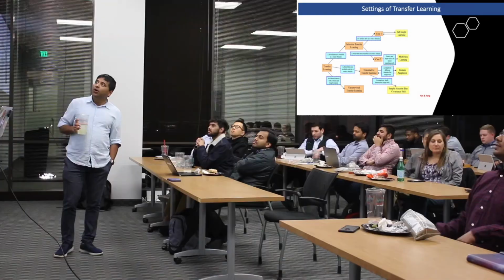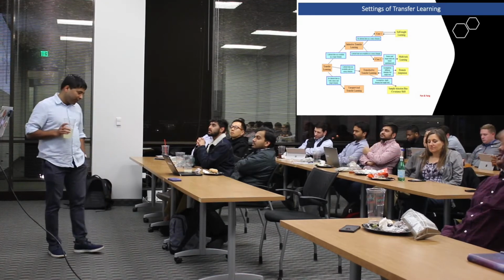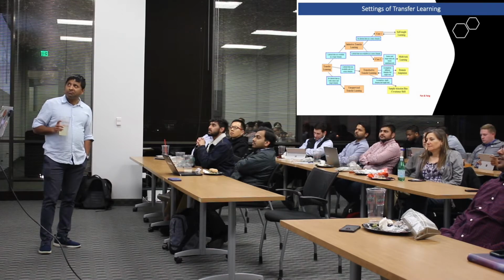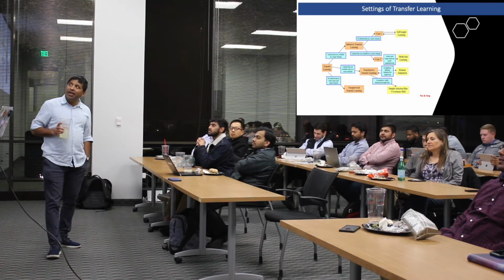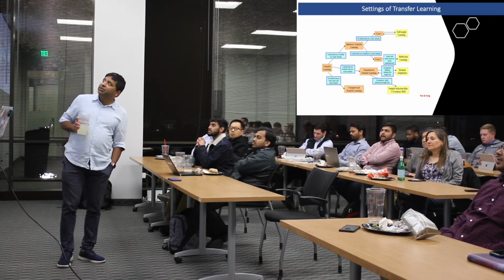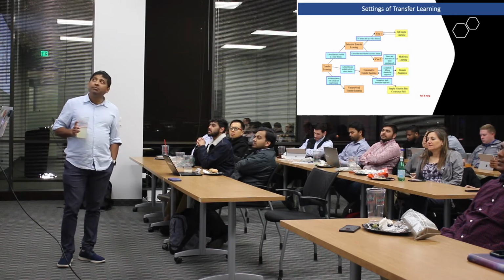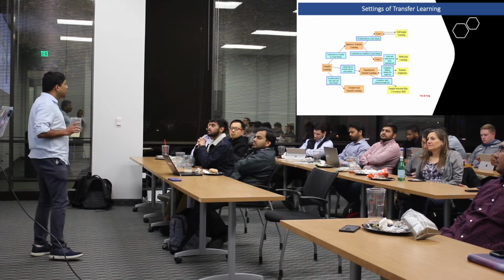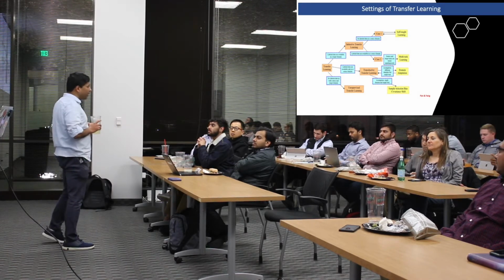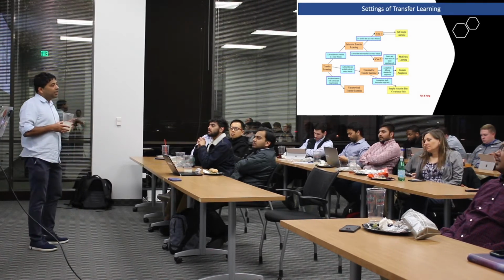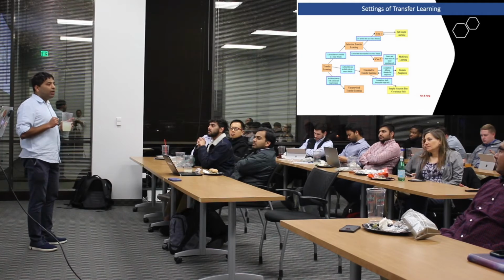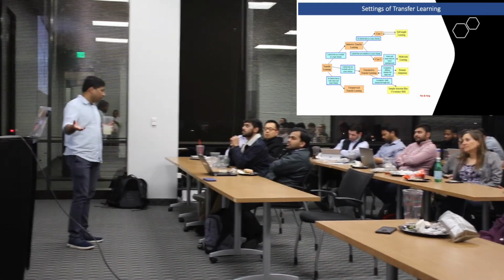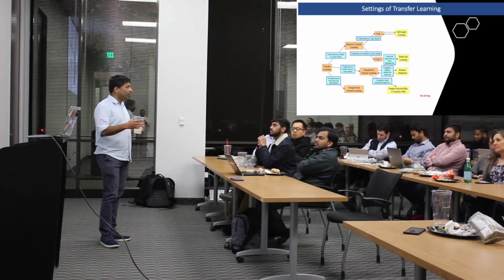Okay. So the first kind of setting is inductive transfer learning. In inductive transfer learning, like it says, the labeled data are available in the target domain. Let me explain what is source domain and target domain. Source domain is the model from which you are trying to learn, and target domain is your use case which you are trying to solve. It's the domain of the data.